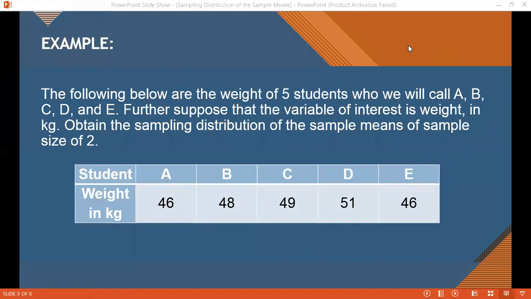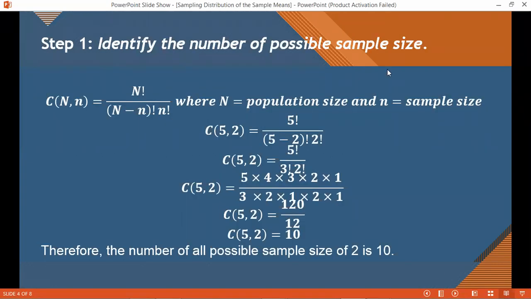Next step. So for the first step in dealing with the sampling distribution, identify the number of possible sample size. That is using this formula, C of N, n, which is N factorial all over n factorial times N minus n factorial, where capital N is the population size, and the small letter n is the sample size. If you have your calculator, mas madali lang siya. Pero if you want to do it manually, you need to follow this one.